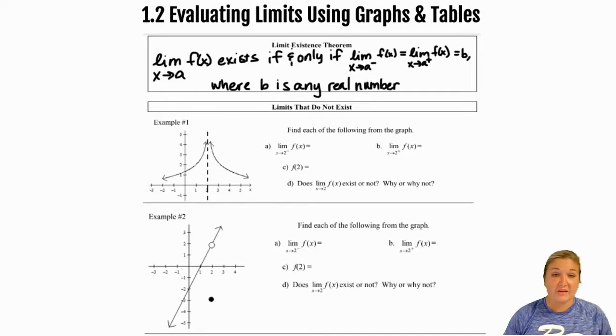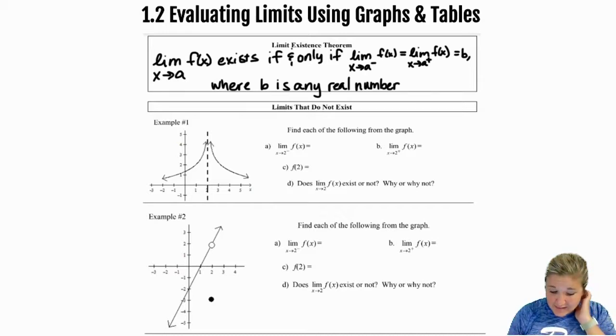So remember that infinity is not a real number. If we have the limit as x approaches some number from the left and from the right, and they both approach infinity, that doesn't exist because b has to be a real number. Okay, so let's look here. That's what this first one is talking about.